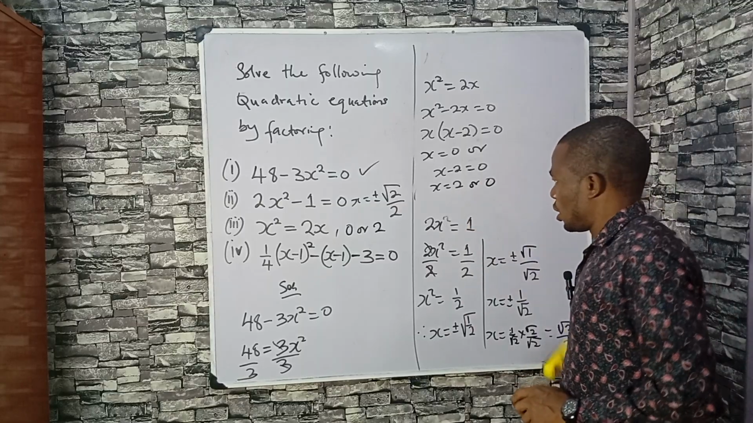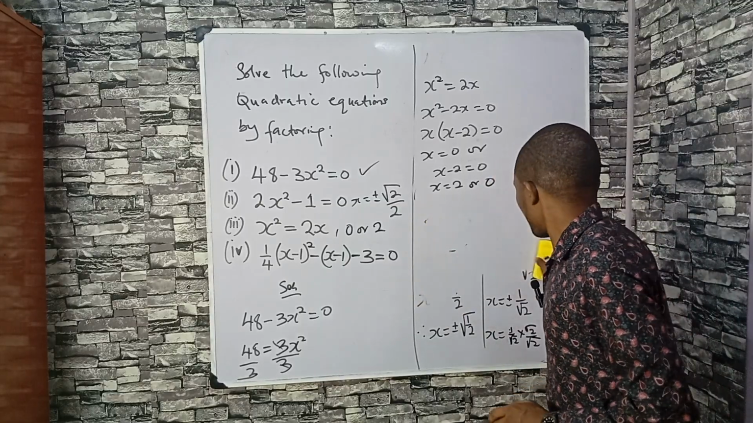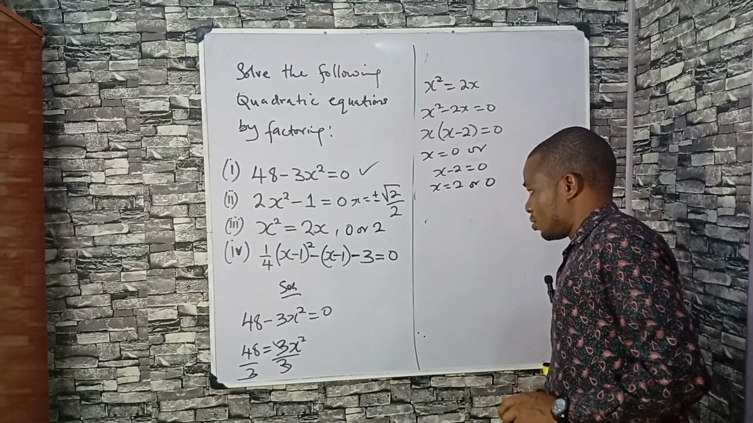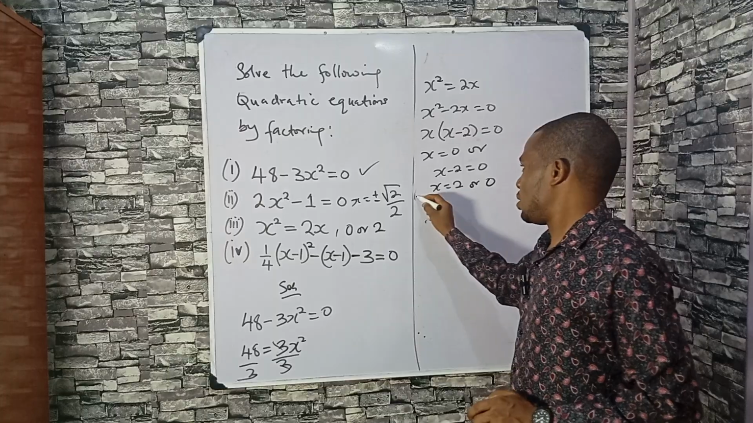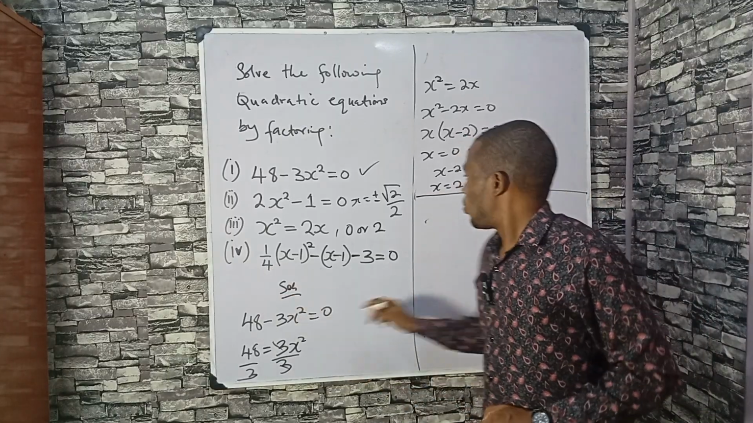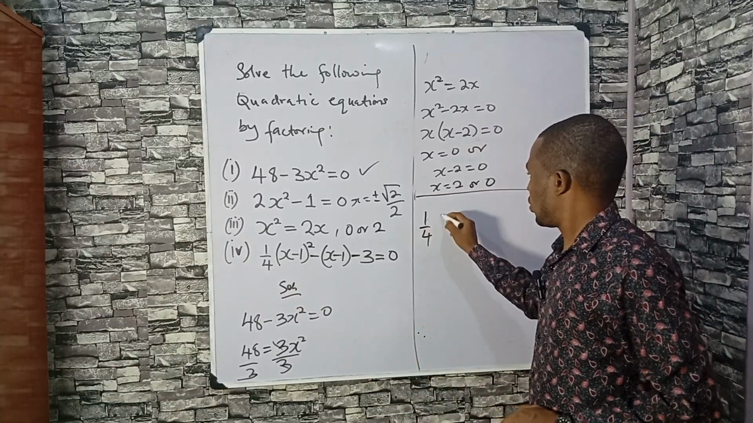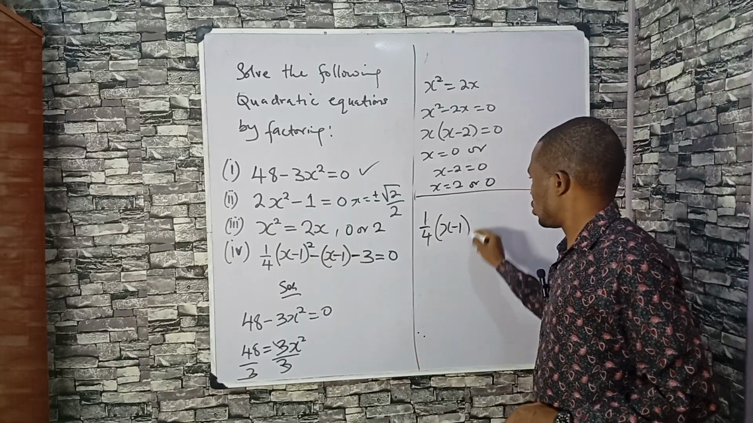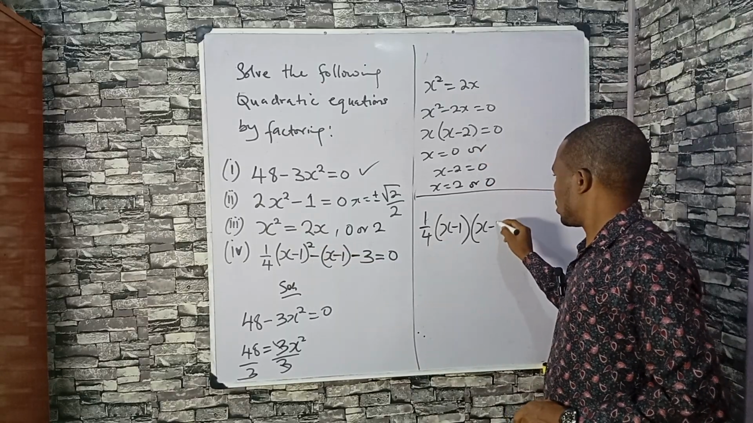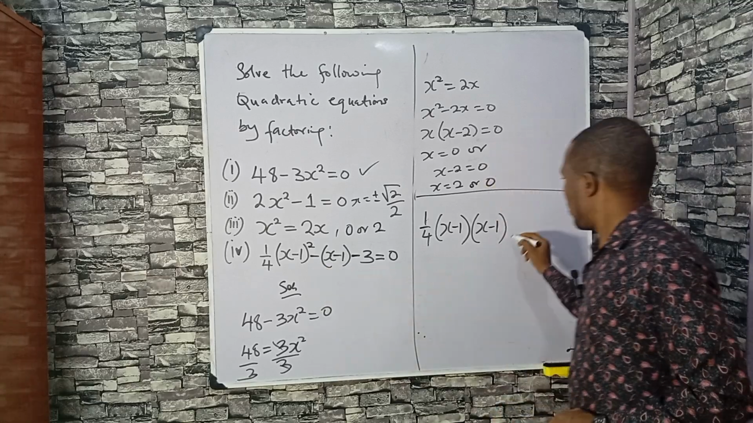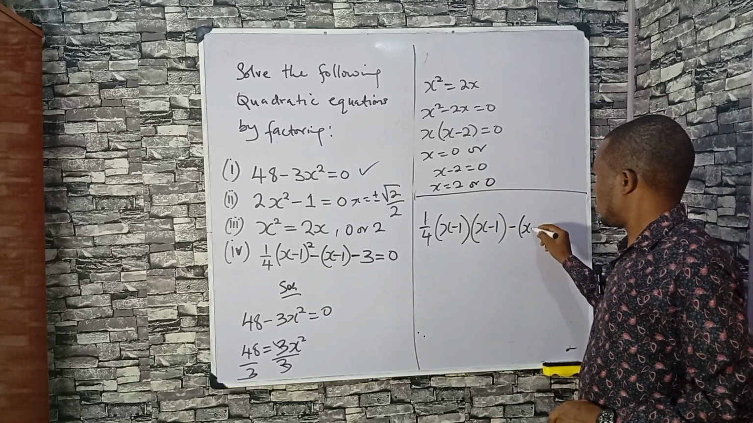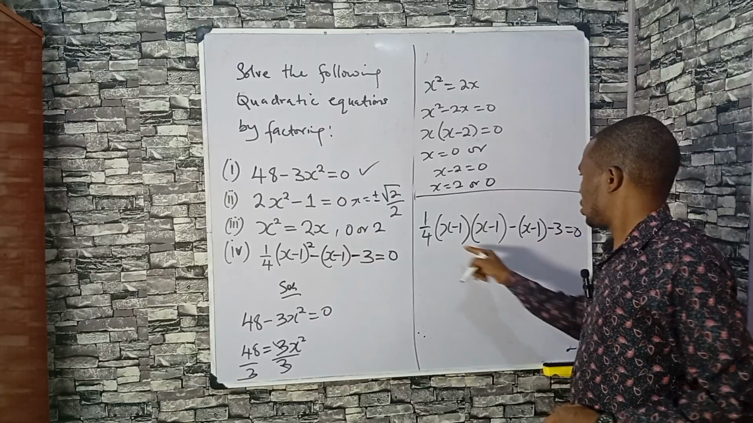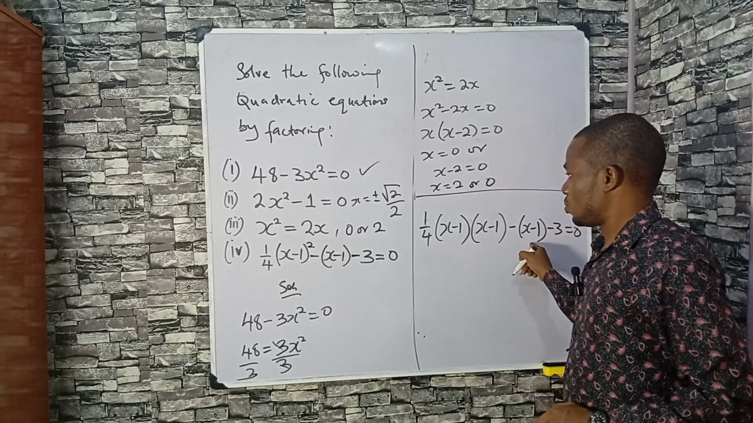Now the last one. Believe me, the last one is very interesting. It may have been the simplest, but let's see. One over 4, this is 2, so we made the bracket to appear 2, just like that, minus (x minus 1) minus 3. Let's see. 2 minus this.